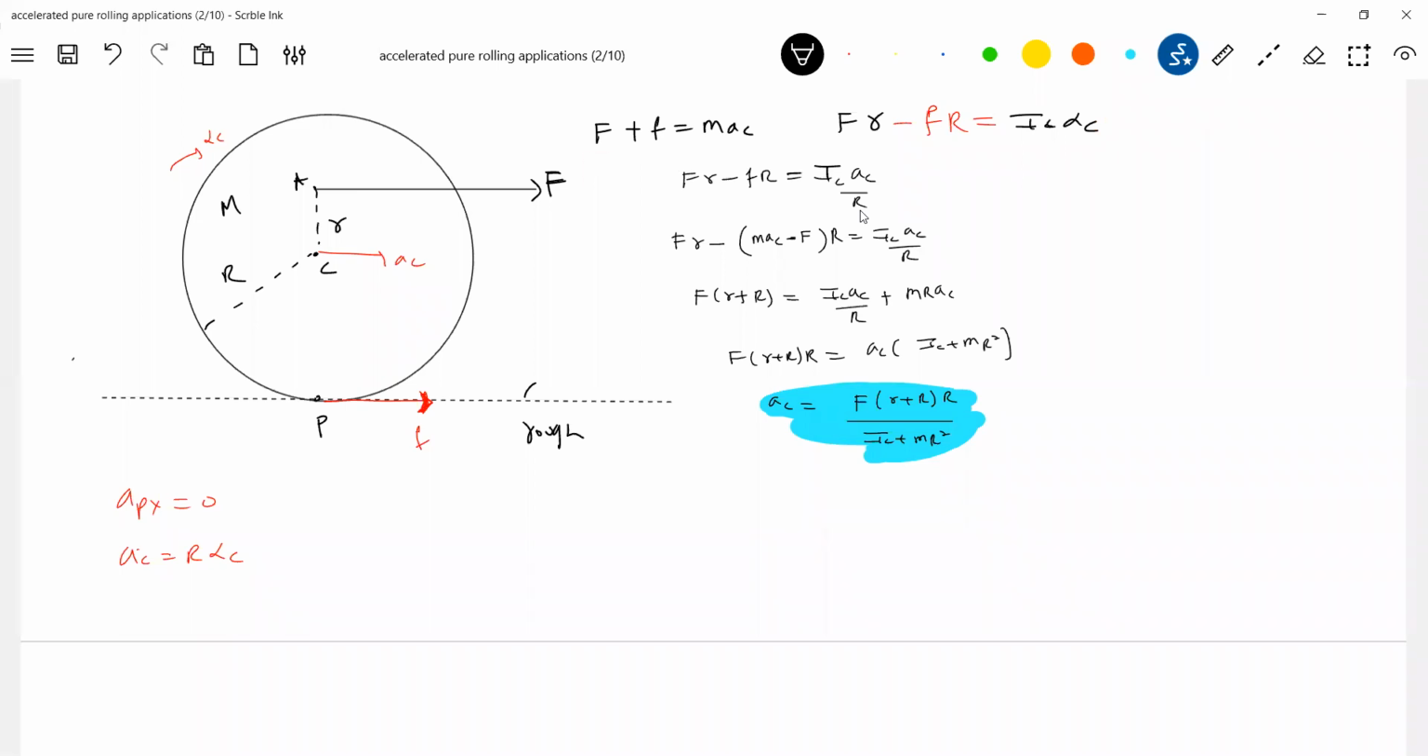Now, substituting this value of AC in the first equation, F plus f equal to M into (small r plus capital R). We have to solve this. We have to solve for small f, the friction force. Anybody have the value? IC minus M capital R small r.